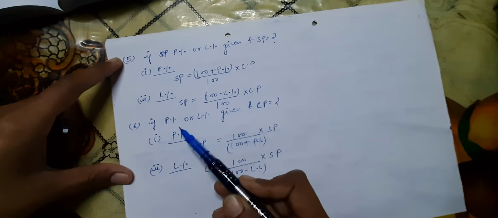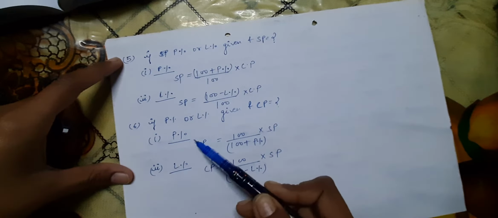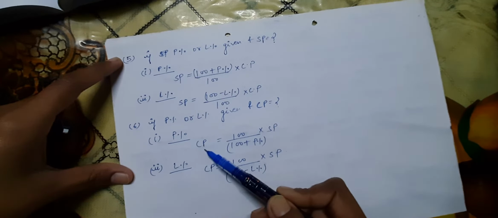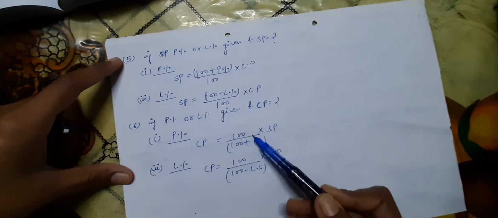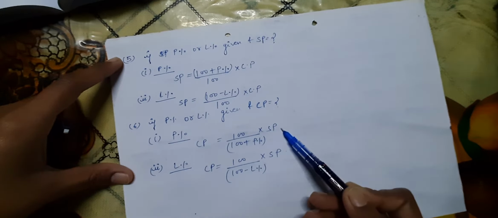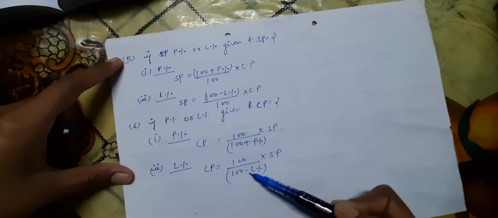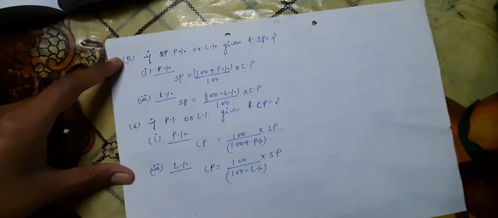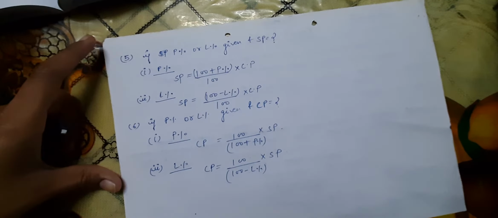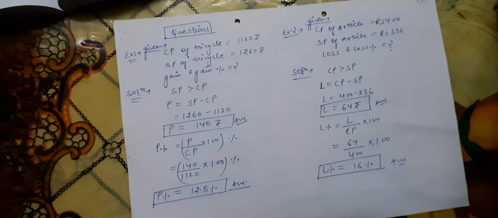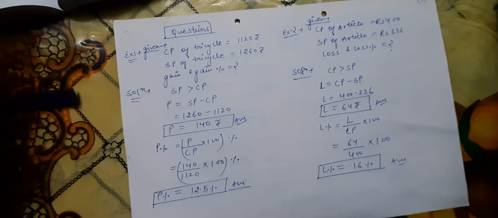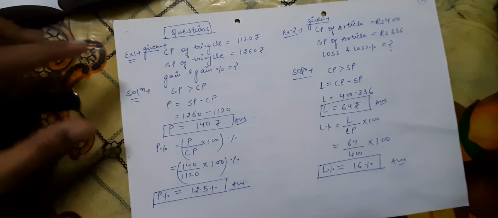Similarly, for the cost price, if profit percent is given, then the formula for calculating cost price is 100 upon 100 plus profit percent into selling price. And if loss percent is given, then the cost price is 100 upon 100 minus loss percent into selling price. So these are some more formulas which you will need in order to solve the questions. So let's start with the exercise. But before that, let's have some examples first, so that you'll have a better understanding of how to apply these formulas in the questions.